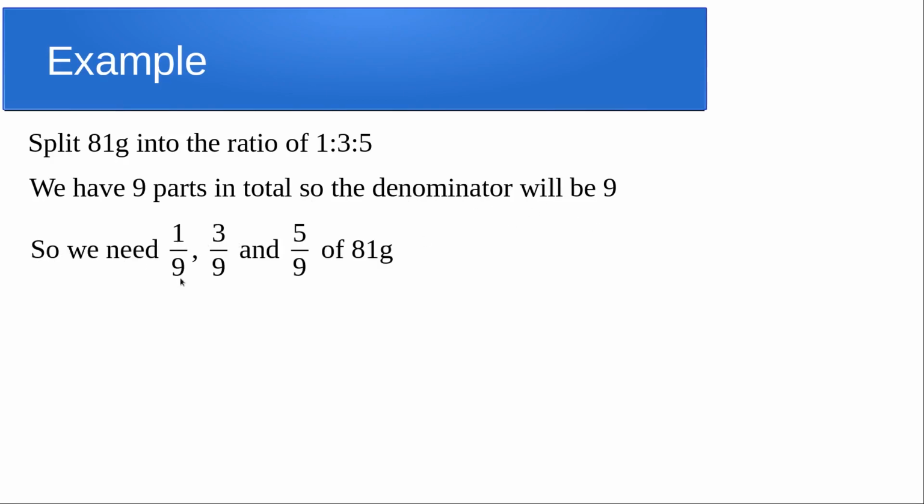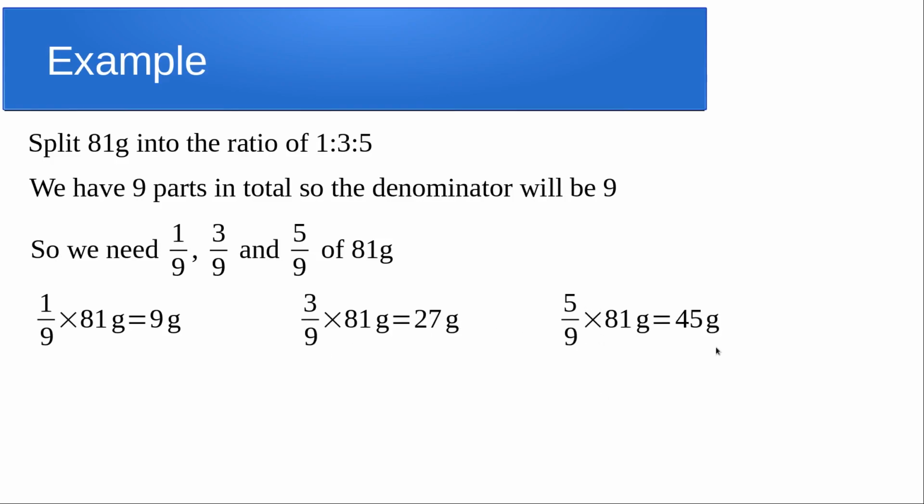So that means we need 1/9, 3/9, and 5/9 of 81. Those will give us our sections of 81 split into the ratio of 1 to 3 to 5. So we need 1/9 of 81, 3/9 of 81, and 5/9 of 81, and they give us 9 grams, 27 grams and 45 grams. So if we want to split 81 grams in the ratio of 1 to 3 to 5, it's going to be 9 grams to 27 grams to 45 grams.